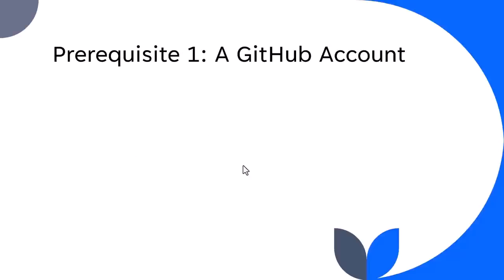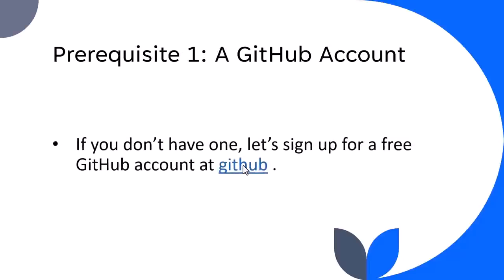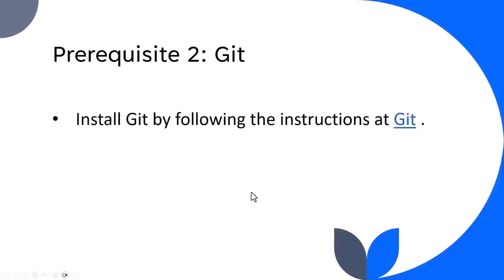Now, the first prerequisite is to have a GitHub account. So if you don't have one, let's sign up for a free GitHub account at the official GitHub site, github.com. The second prerequisite is the installation of Git, following instructions at git-scm.com. So this is the URL.